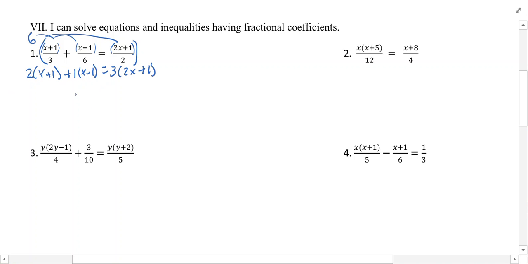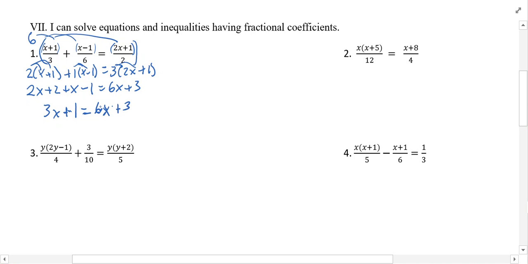All right, so now that all the fractions are gone, you can just distribute and then combine your like terms and solve for x. So here we get 2x plus 2. When you distribute the 1, you get plus x minus 1 equals, when I distribute here, I get 6x plus 3. All right, so on my left-hand side, I'm going to combine my like terms. 2x plus x gives me 3x. 2 minus 1 gives me a positive 1. And here I just have 6x plus 3.